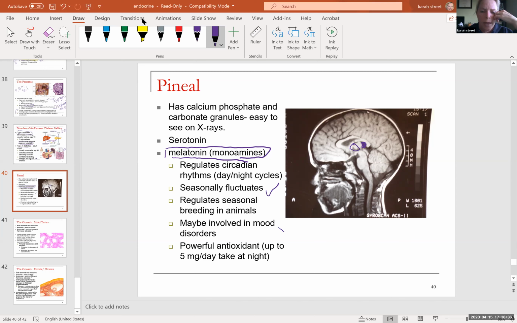Some people don't have enough melatonin and they can have mood disorders. And we also know that melatonin can be good as an antioxidant and can have anti-cancer properties. That's a correlation, not a cause and effect, just a correlation.